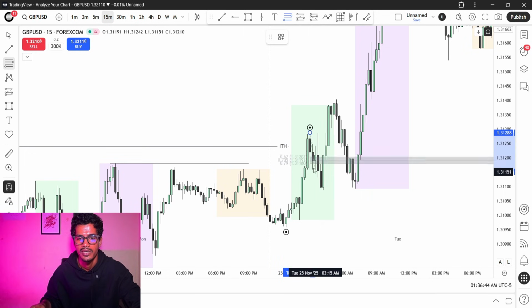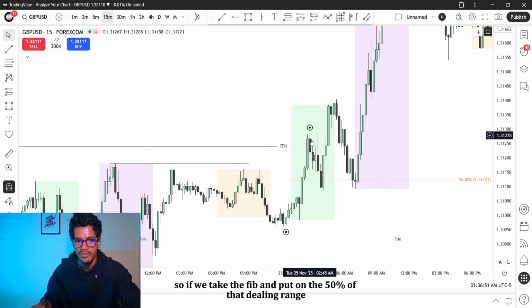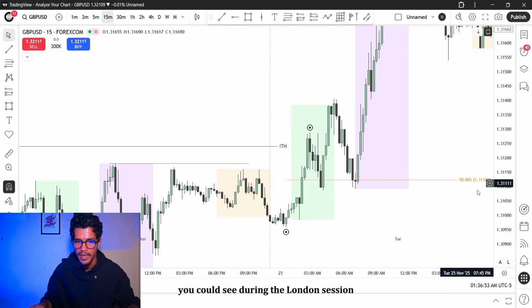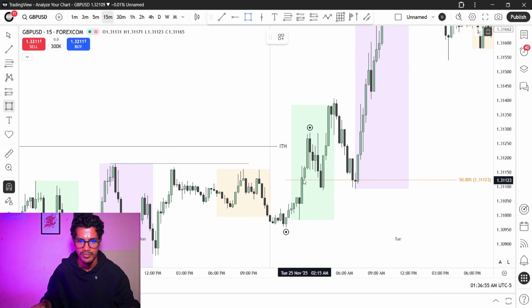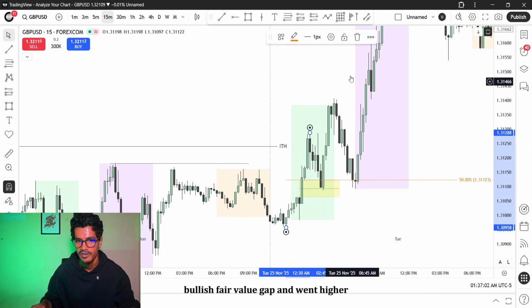All right. So if we take the fib and put on 50% of that dealing range, you could see during the London session we went below the 50% and tapped into a fair value gap, bullish fair value gap.